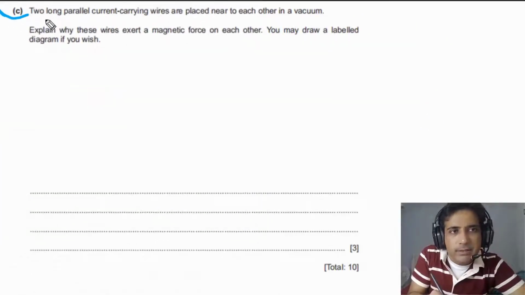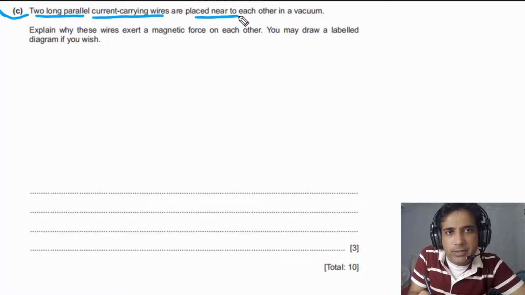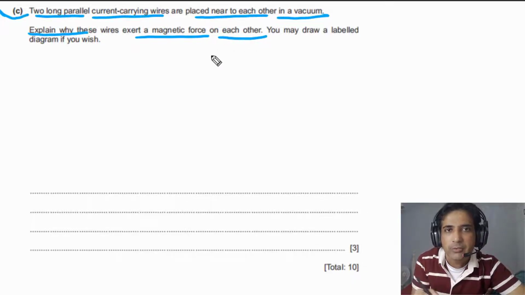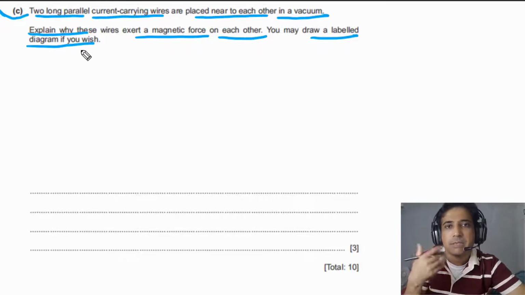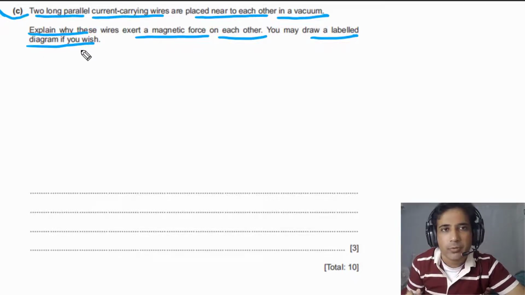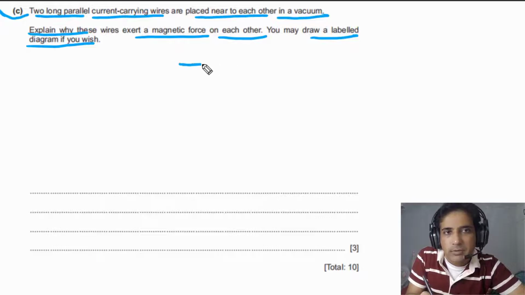For part C, it is given to us 2 long parallel current carrying wires are placed near to each other in a vacuum. We need to explain why these wires exert a magnetic force on each other. We can also draw a labeled diagram if we wish. Means it is optional, not required. Let's try to start answering by sketching wires.